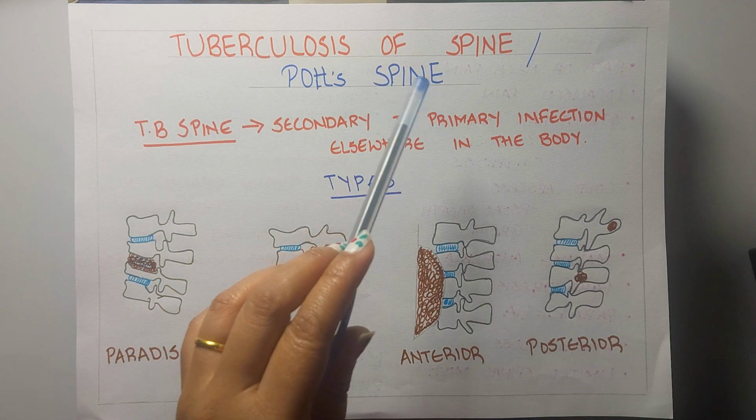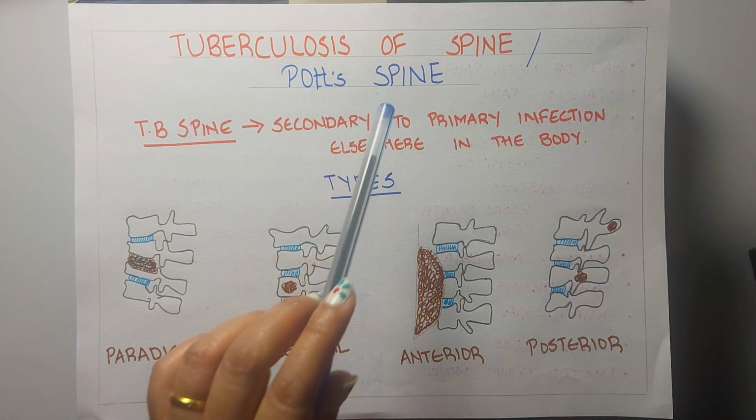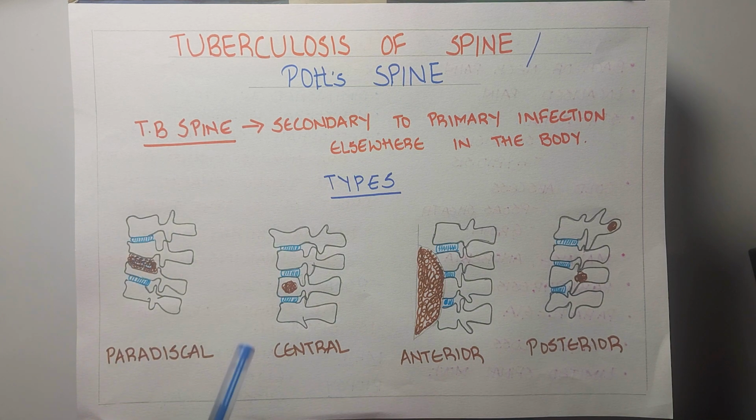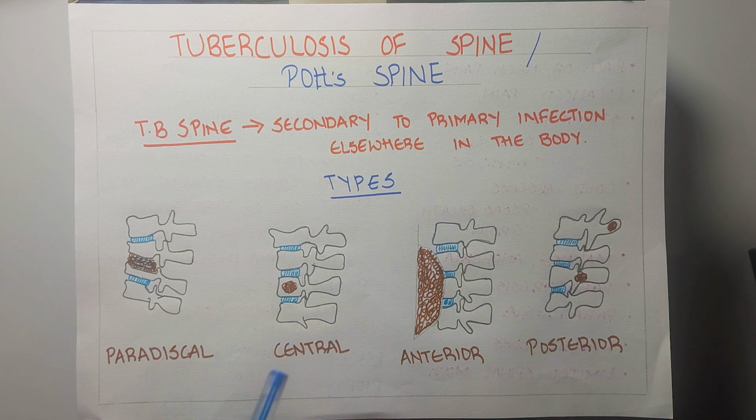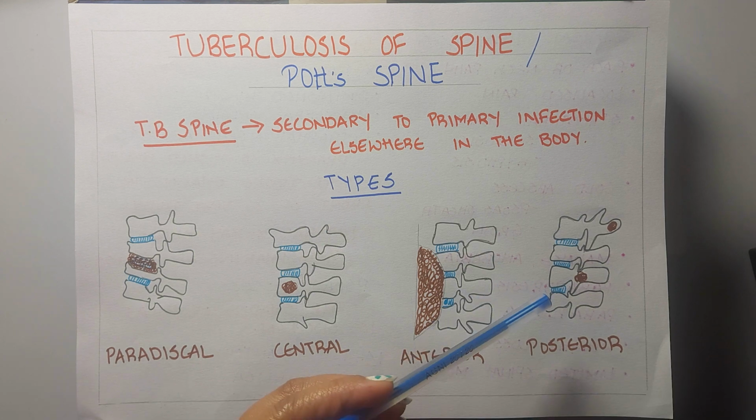Tuberculosis of spine, also known as Pott's spine. Now, TB spine is always secondary to primary infection elsewhere in the body. Tuberculosis of spine is of four types: paradiscal, central, anterior, and posterior.